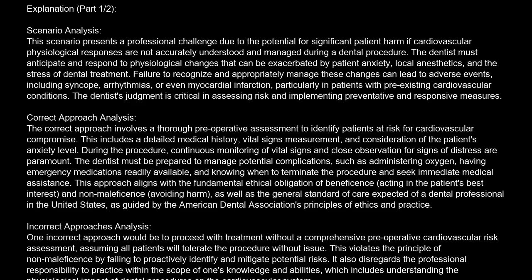The correct answer is B. The potential for vasodilation induced by certain anesthetic agents, leading to a drop in blood pressure.